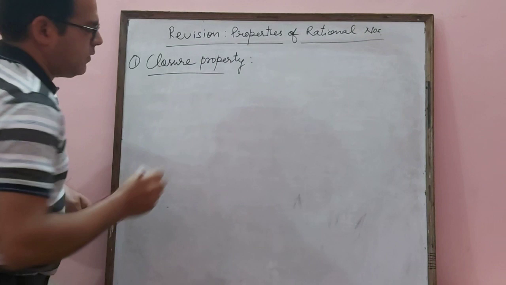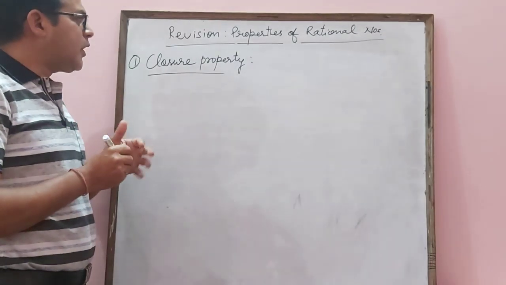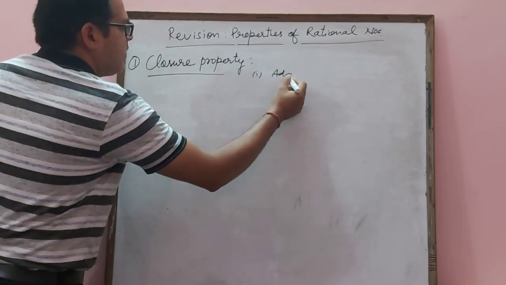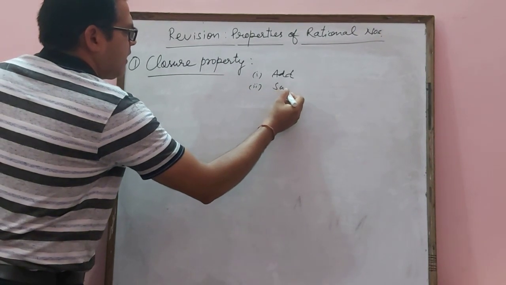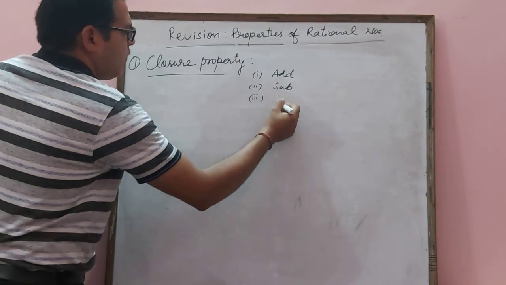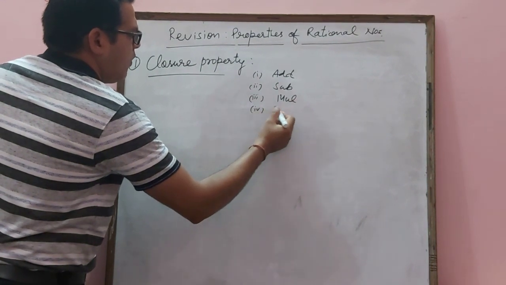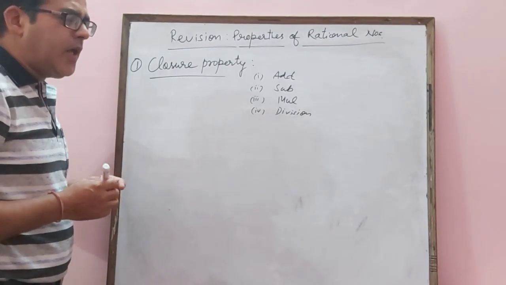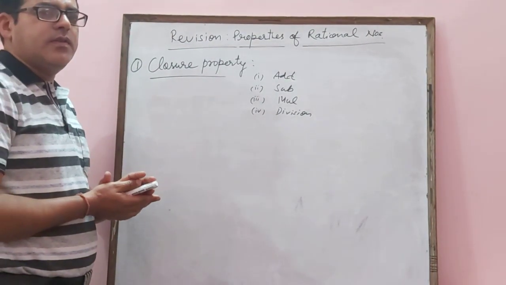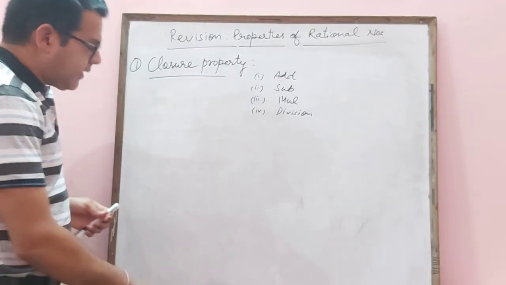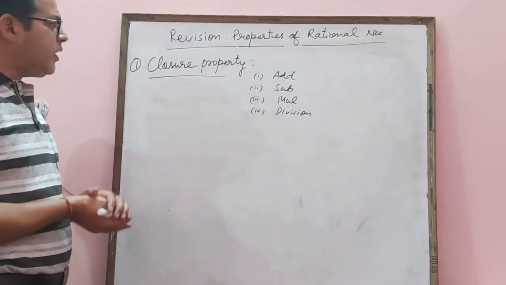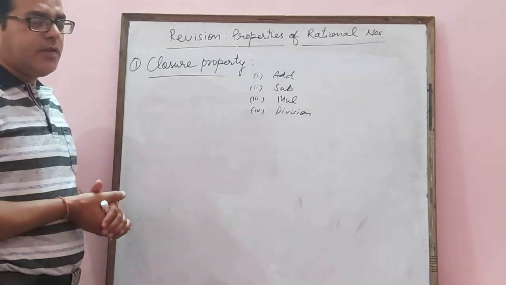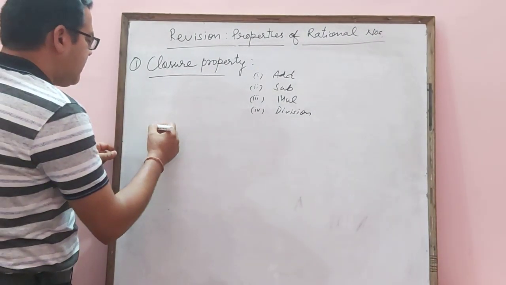Closure property. We will discuss this closure property for the four basic operations that we have, that is addition, subtraction, multiplication and division. These are the four basic operations that we apply on different numbers. So today we will discuss what closure property is and how it works for addition, subtraction, multiplication and division. First we will discuss it for addition.